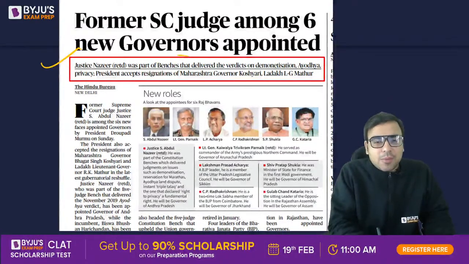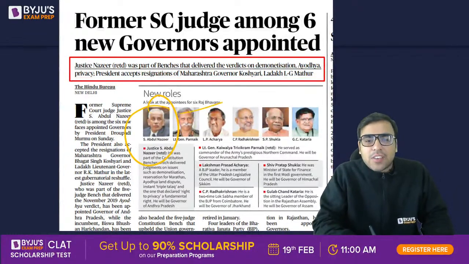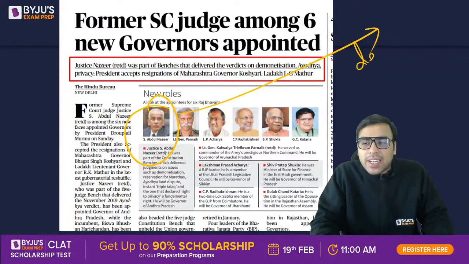Justice Nazir retired, was part of the bench that delivered the verdict on demonetization, Ayodhya, privacy as well. So he was a part of important judgments like demonetization.